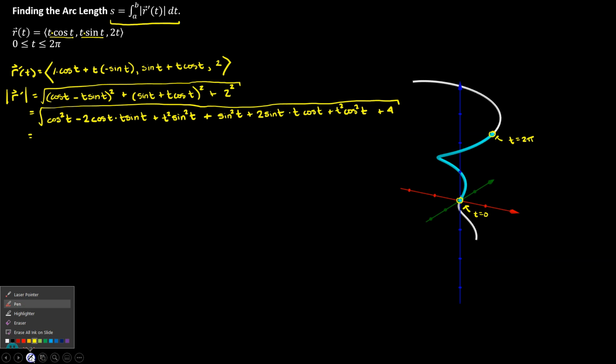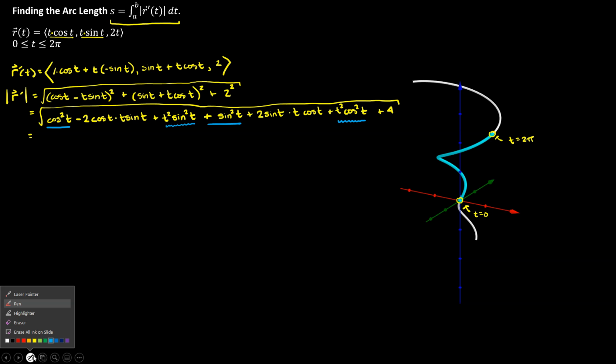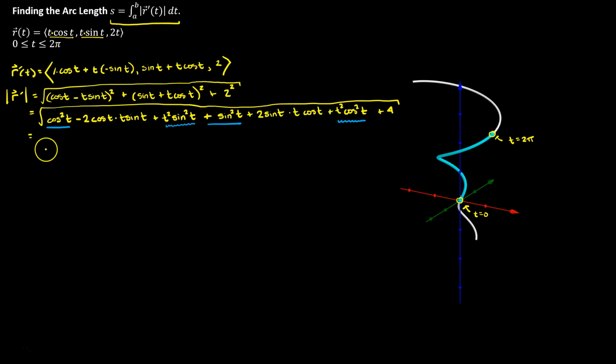Now here's the part where it looks intimidating, but we can see some things that will clean up for us. For example, I have a cosine squared t plus a sine squared t. I know that those things together add up to be 1. I also have a t squared sine squared t and a t squared cosine squared t. If I factored off the t squared, I would have sine squared plus cosine squared again. I'm going to write those terms side by side so that you can see exactly what I'm saying.